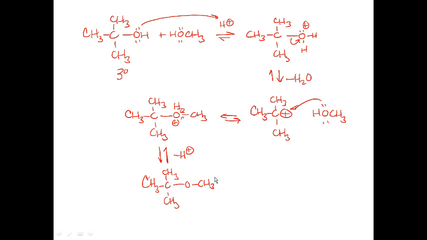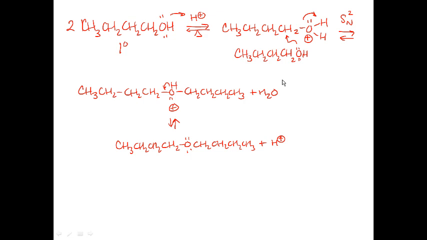So the idea here is that depending on the two alcohols that you're reacting, the mechanism can either go through an SN1 mechanism that involves a carbocation, or if we react two primary alcohols, it's going to have to undergo SN2.